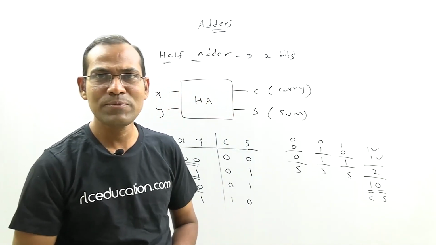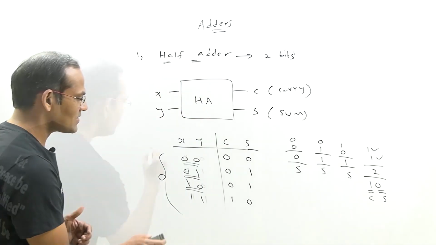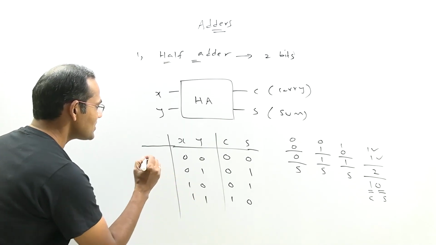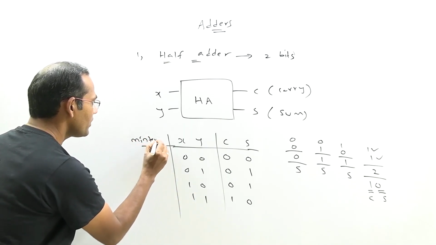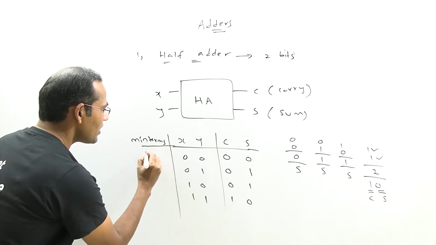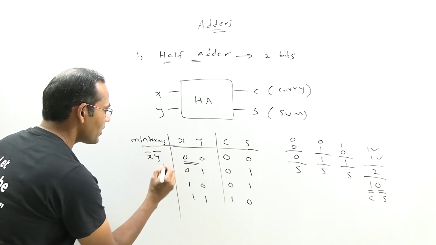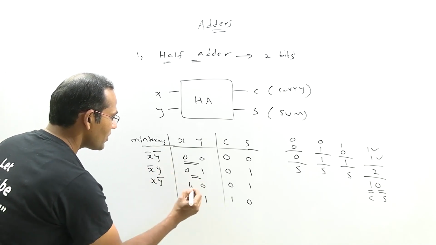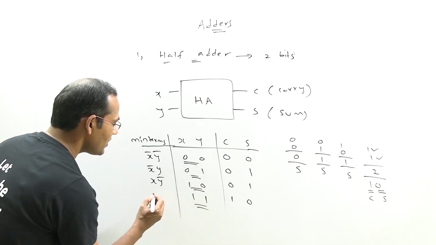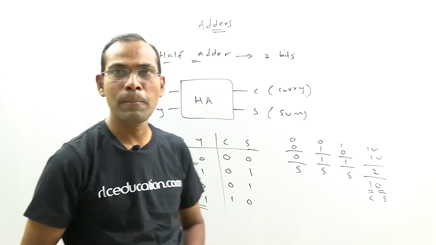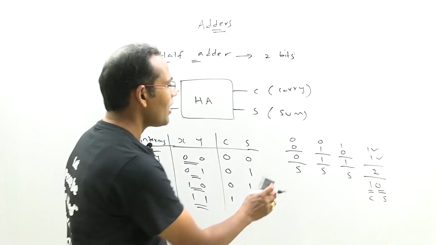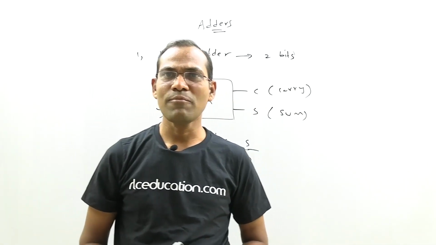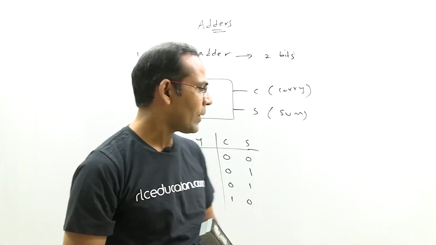Now I will write the output expressions. Before writing the expressions, first I will write minterms. The minterm for 0 0 combination is x bar y bar. The minterm for 0 1 combination is x bar y. For 1 0, x y bar. For 1 1, x y. And we know that always expression is sum of minterms or product of max terms.